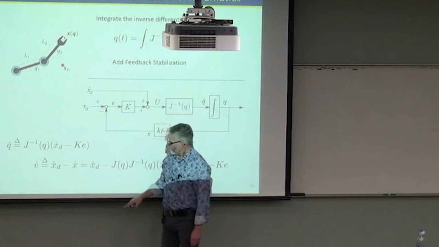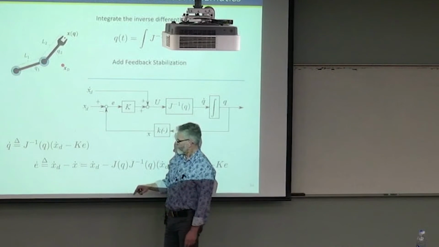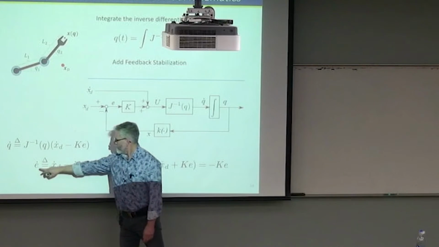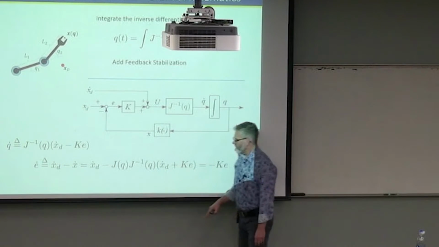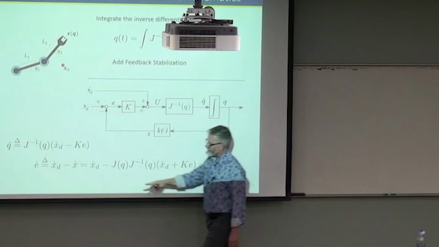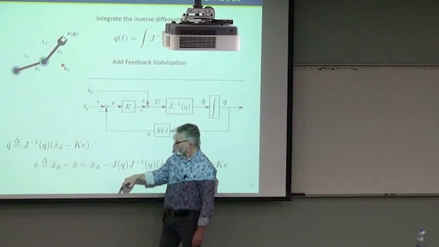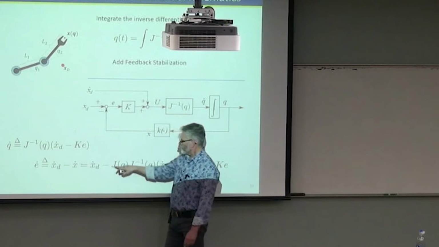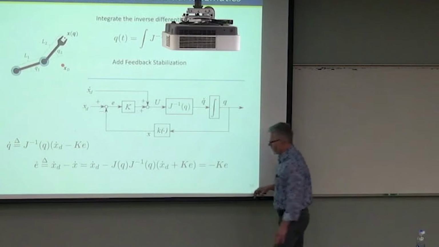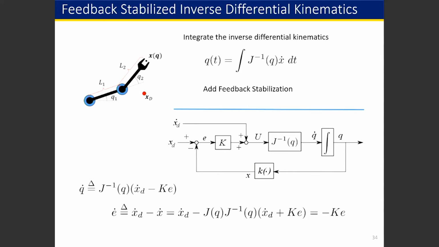And plug it in. The derivative of the error, XD minus X dot, if I plug in this control law, produces E dot equals minus KE, which is beautiful. Stable, exponentially stable. Works like a charm.